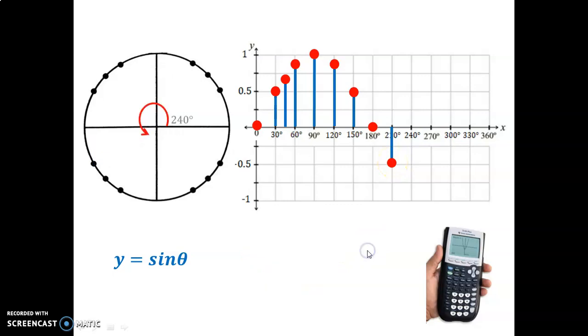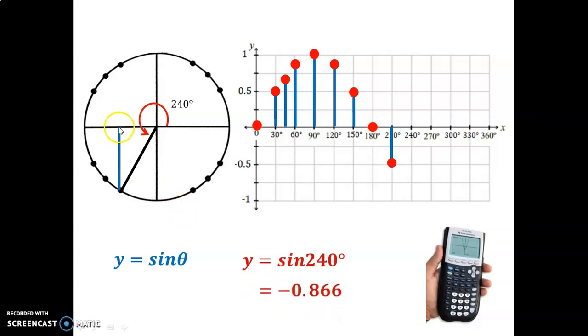Okay, next one. Let's spin an angle of 240. Okay, we're here. Put the vertical line there. We're going to figure it out. Sine of 240, negative 0.86. Again, makes sense. It's negative because we're going down. So down on the y value is negative 0.866. There we have it. 240. We're right here.